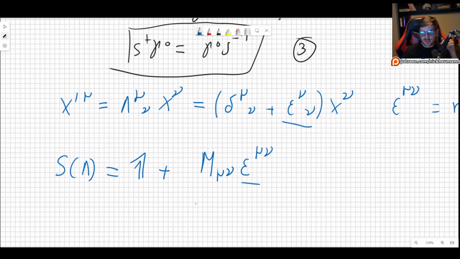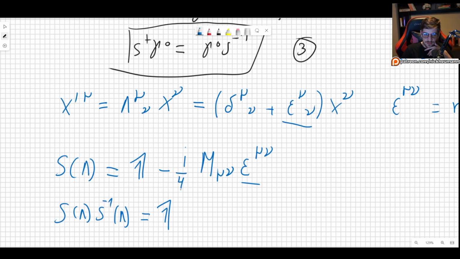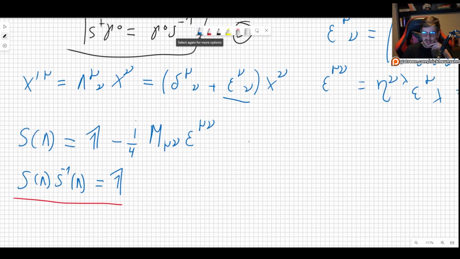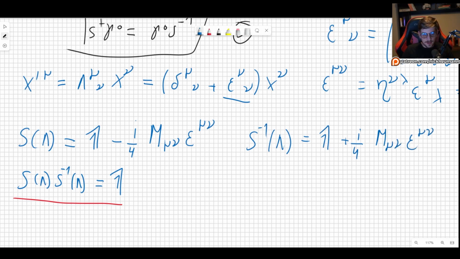However, there are a few considerations because we want S of lambda times S to the minus 1 of lambda to be equal to the identity matrix. For that to be true, we have to make a few changes, and we will prove this in a moment, so you'll see why. So this is minus i over 4. We have to define it like this in order for this to give us 1 once we multiply by the inverse. And what is the inverse? If we define it like this, we can define the inverse as the identity plus i over 4, and then the exact same thing. So that is our inverse here.